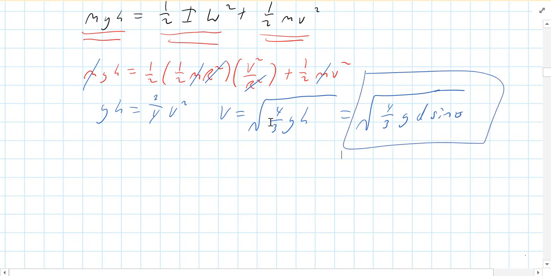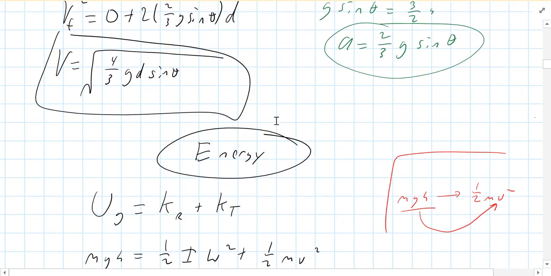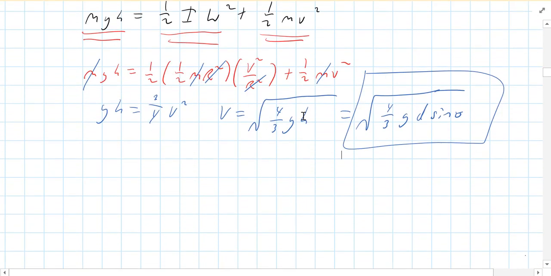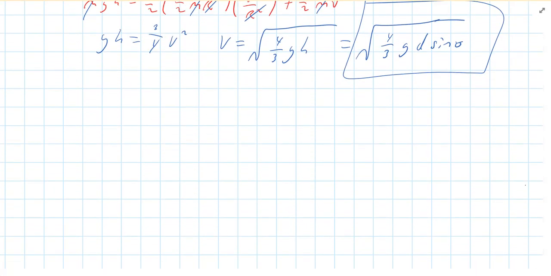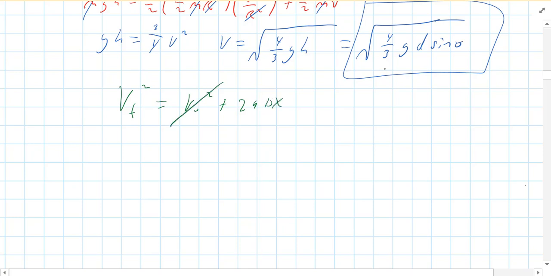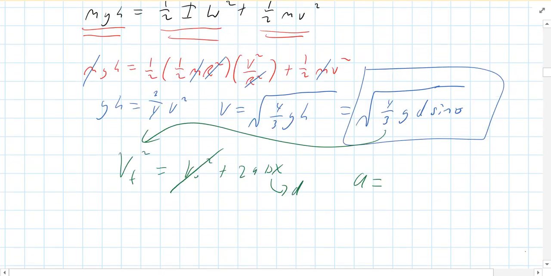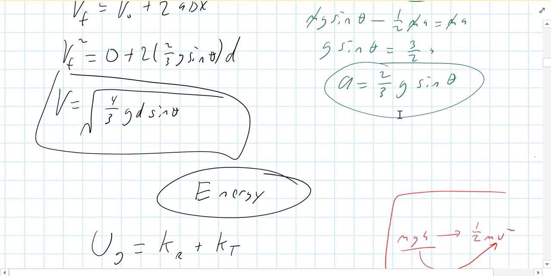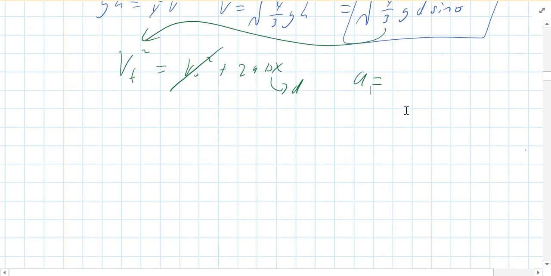But this time we got the final velocity first, not the acceleration first. And then if you wanted to determine the acceleration, I would go back to kinematics. V final squared would equal v naught squared plus 2a delta x. V naught is 0, your final velocity is there, delta x is just d. And guess what you're going to get for the acceleration? You would get the exact same thing we got before, which is 2/3 g sine theta. So I'll just write that down. Okay, so you'd get the same answer.